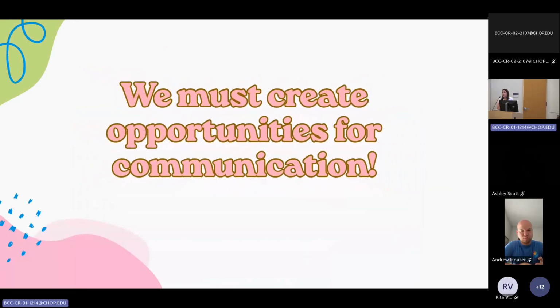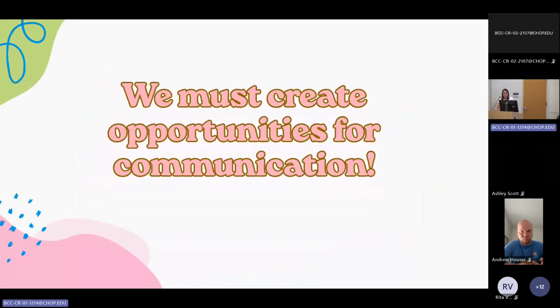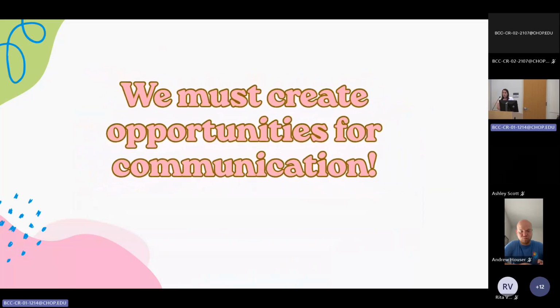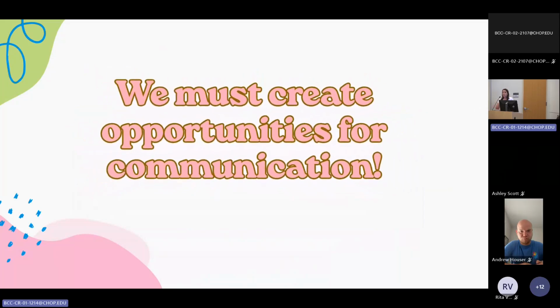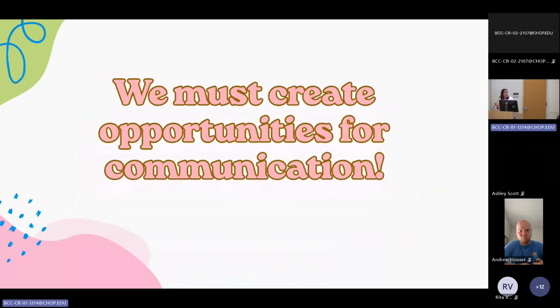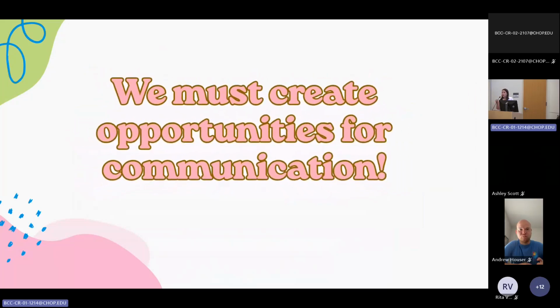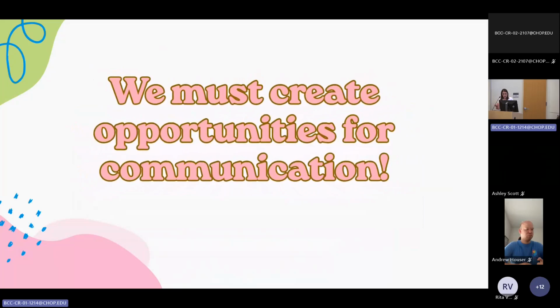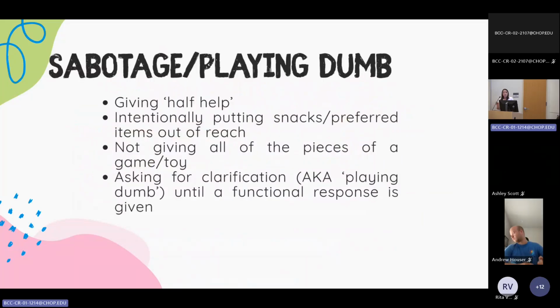And my big thing is we have to create opportunities for communication. It's hard, but if we're not creating those opportunities and we're just kind of going throughout our day, they're just not going to be able to use the device as much because everything's kind of on autopilot. So some of the strategies I like to give families for facilitating communication and kind of forcing them in a situation where they have to communicate.